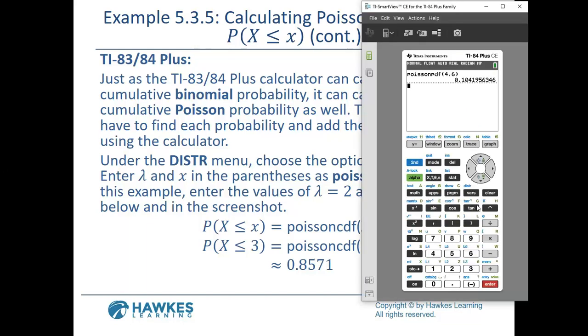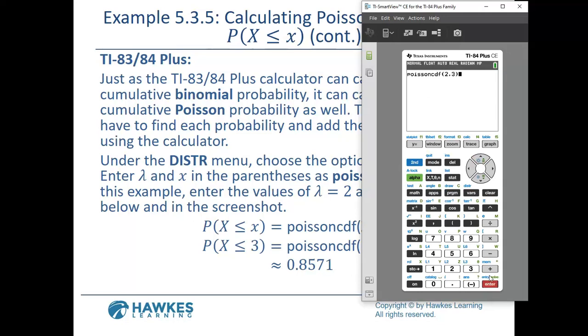Okay. And second, VARS, going to the distribution screen. Again, noticing here is where that Poisson CDF is. You'll notice that it looks pretty much identical to what we were looking at earlier. So you're still typing in your mean. You're typing in what your X value is.